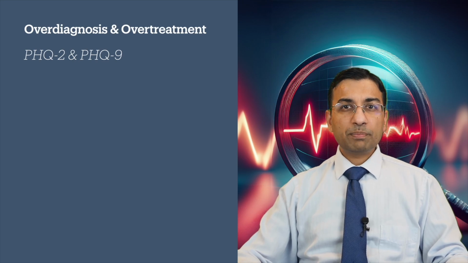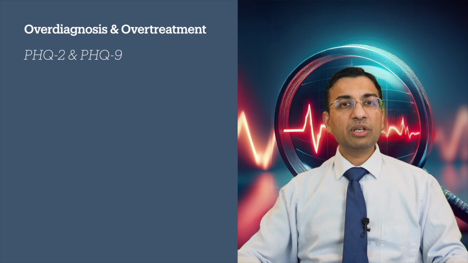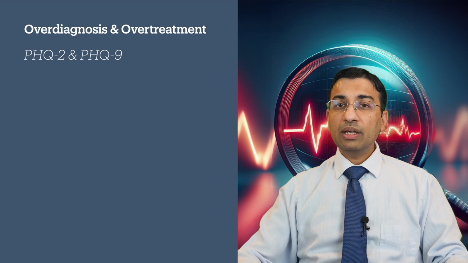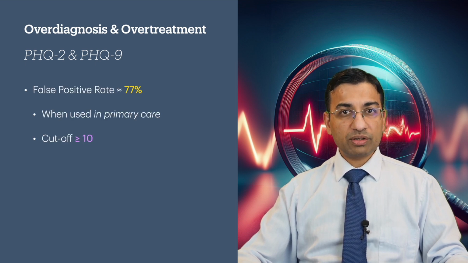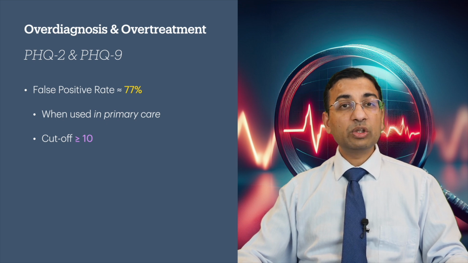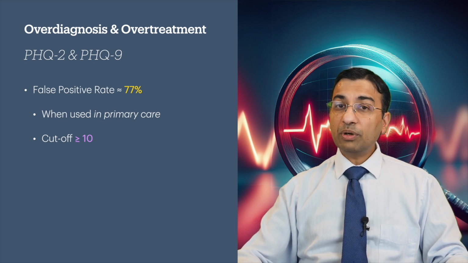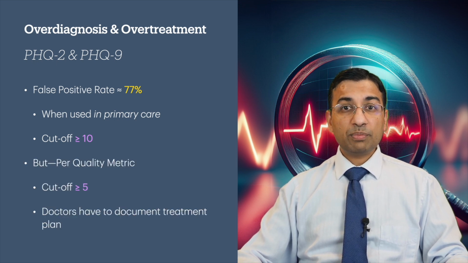The most common depression screening tool used in primary care is a PHQ-2 or a PHQ-9. In primary care, this leads to an approximately 77% false positive rate, and that is when a cutoff value of 10 is used. But per the quality measure specifications, the cutoff used for depression screening is 5. Therefore, the false positive rate in real life is probably far higher.